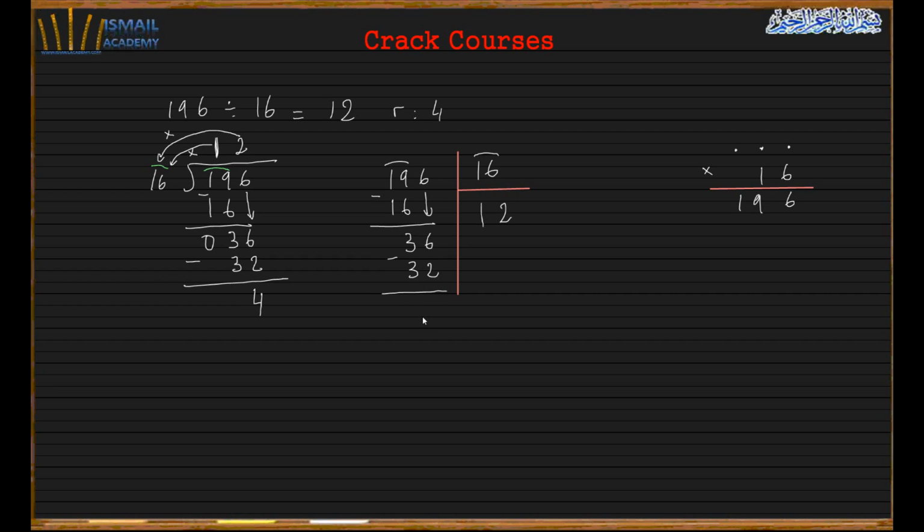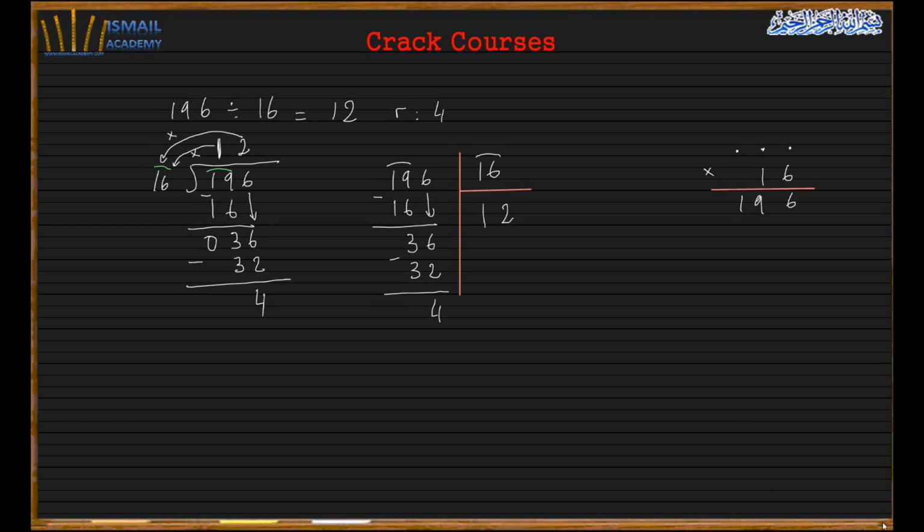And here I will have 4 as my remainder. Now, for that question, or that form, here I have 3 digits, so I will start with the first one, because each digit is for 1 digit of the dividend, so I start with the first one.